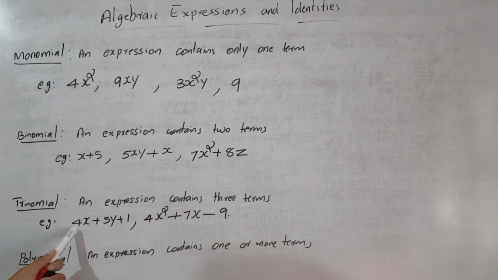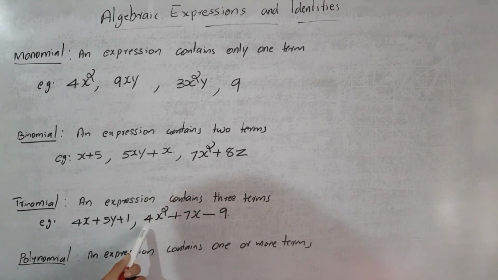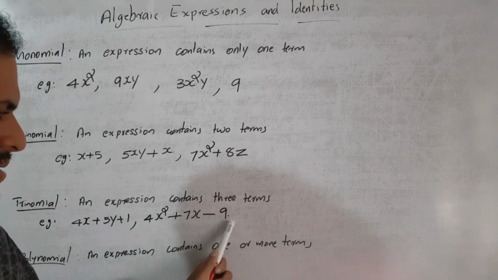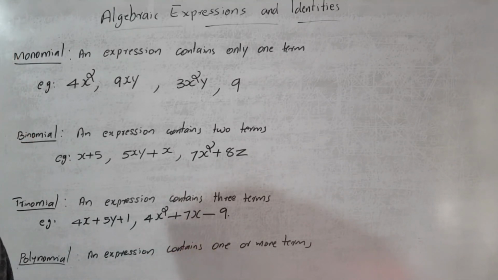Then in the first example, in the term 4x, what are the factors? 4 and x. Then what is the coefficient of x? The coefficient of x is 4. Then what is the coefficient of y? The coefficient of y is 5. 1 is a constant. Then in 4x square, the coefficient of x square is 4. The coefficient of x is 7. And what is the constant? The constant is minus 9.